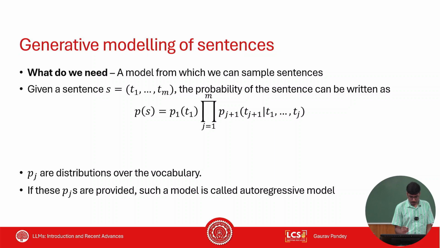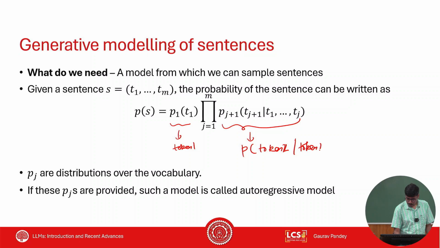So the probability of a sentence is the probability of token 1, times the probability of the second token given the first token, token 2 given token 1, times the probability of token 3 given token 1 and token 2, and so on and so forth. You multiply these to get the probability of an entire sentence, and this decomposition holds true irrespective of the model that you assume.